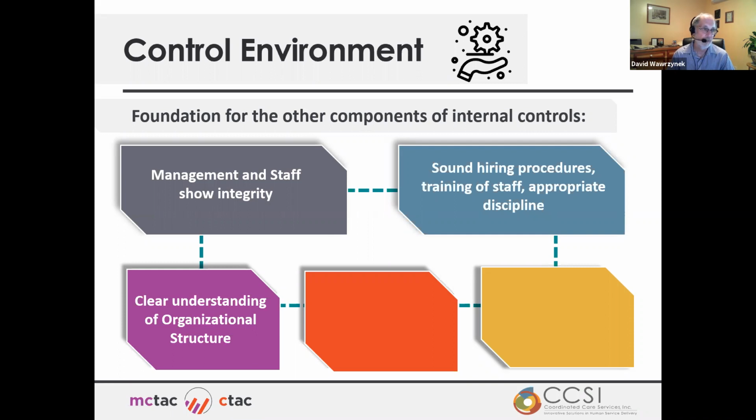Clear understanding of organizational structure. You need to know who's making the decisions. Who should you be talking to?